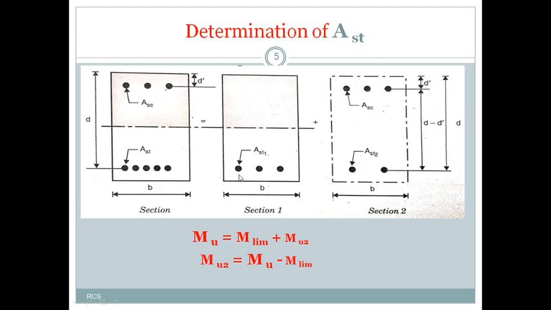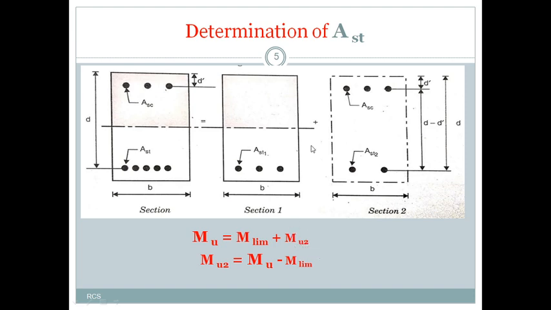Say the area of steel corresponding to the balanced section is AST1, and the area of tension steel corresponding to section 2 is called additional reinforcement. The area of additional reinforcement is AST2. We know the bending moment coming onto this beam, and the limiting bending moment of the balanced section. To counteract the moment coming due to the externally applied load, we require an additional moment, Mu2.